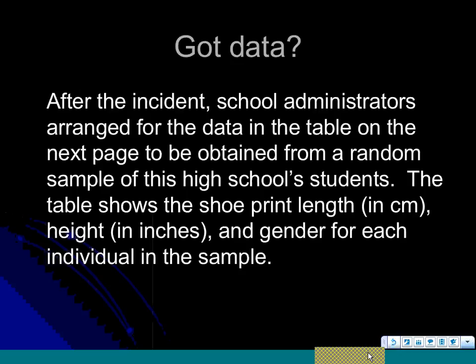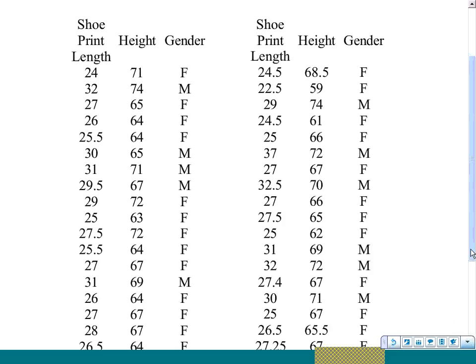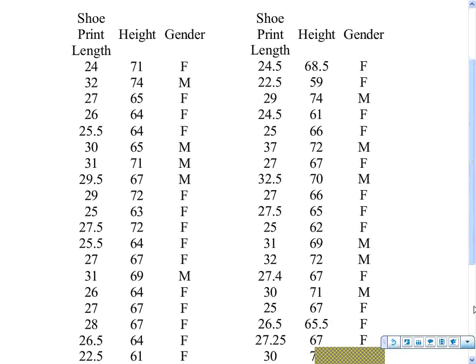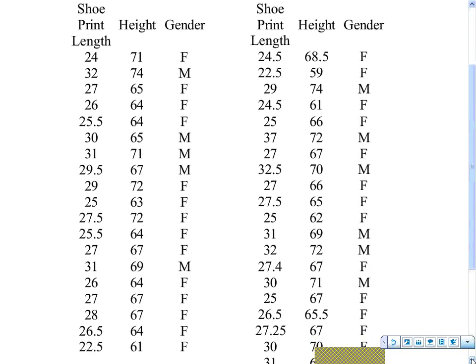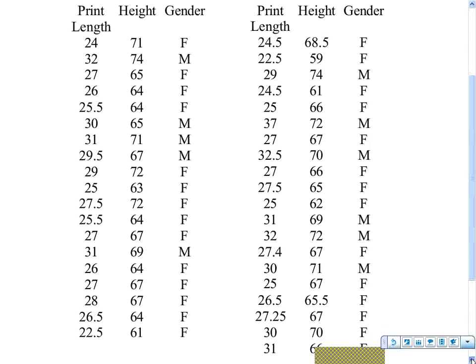Our wise school administrators decided to help with the situation by arranging for some data to be collected, and they were savvy enough about statistics to know that they should take a random sample of students from the high school and get data from that random sample of students. So the data I'm about to show you were the data collected by the administrators, and I hope you can see now the sample of data on shoe print length, height, and gender.